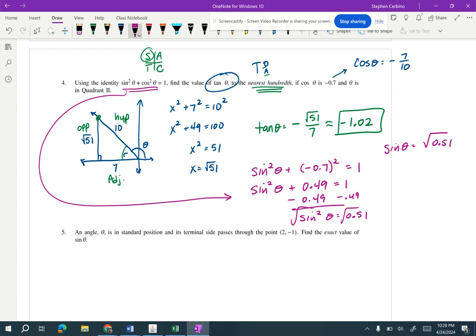Now, if you know sine and you know cosine, you can find tangent pretty easily. So tangent's ratio, remember, is sine over cosine. That's our rule for tangent. So if I want to find the tangent of theta, I would say it's negative because of what quadrant we're in. And it's going to be the square root of 0.51 divided by 0.7, the sine value over the cosine value, which if you type into the calculator is going to give you, guess what? The same exact answer.